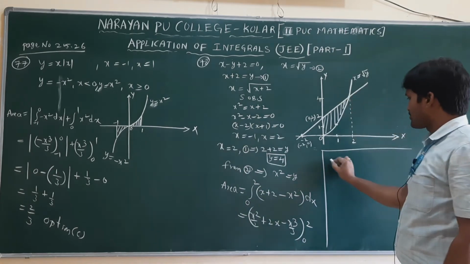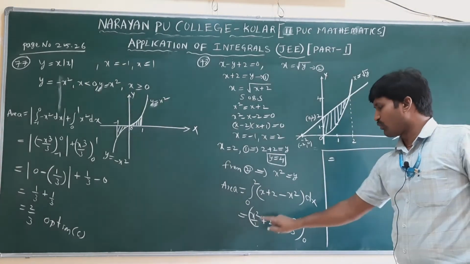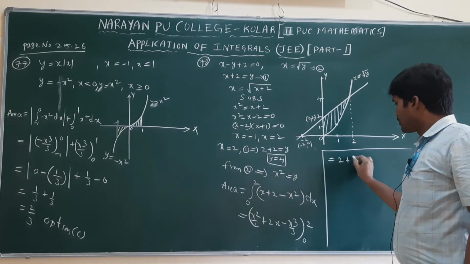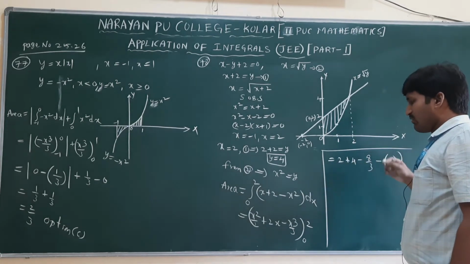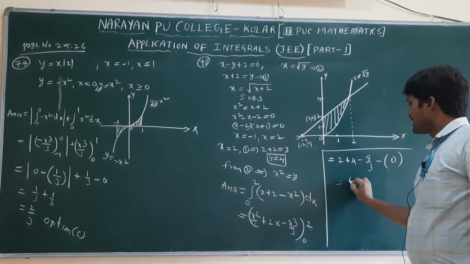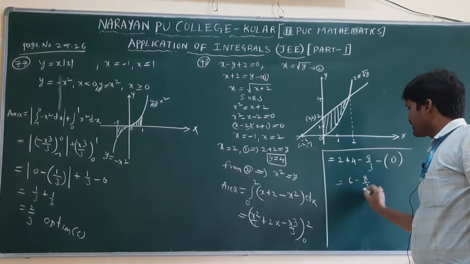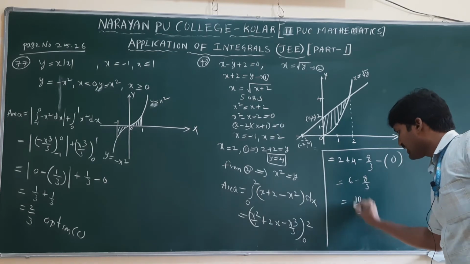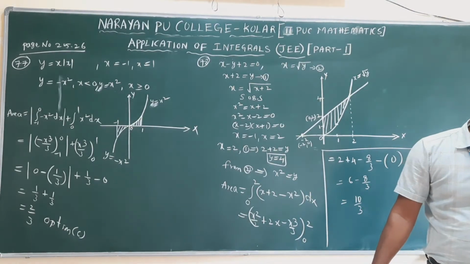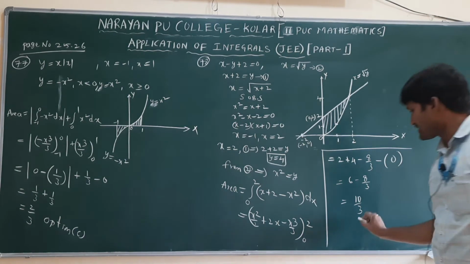Simplify this, substitute the upper limit. 2 square is 4, 4 by 2 is 2. 2 2s are 4, 2 cube is 8 by 3. For the lower limit all values are 0. 6 minus 8 by 3. LCM, 6 3s are 18. 18 minus 8 is 10 by 3. Square units is the answer. That is option C, the correct one.